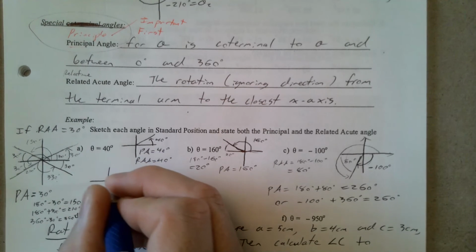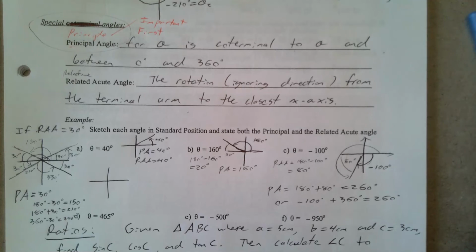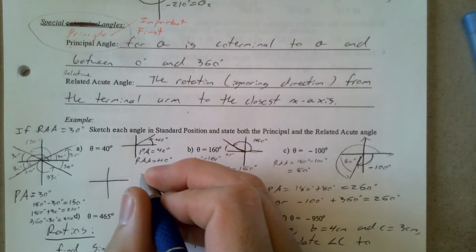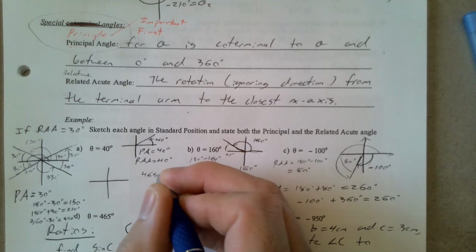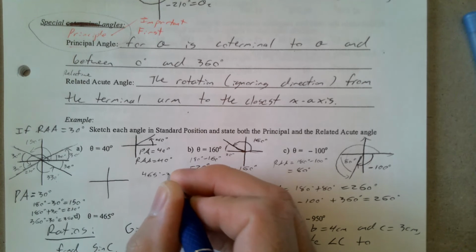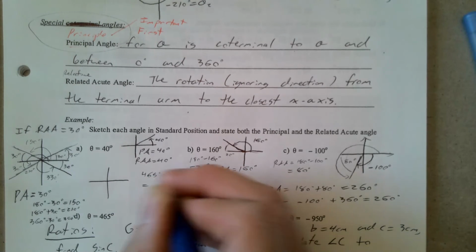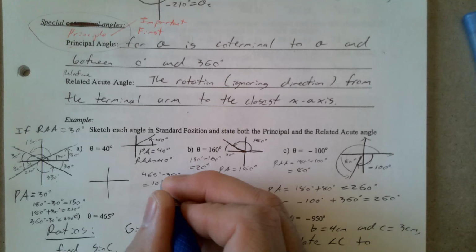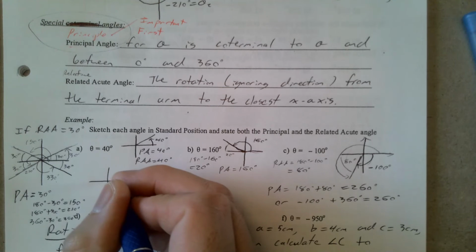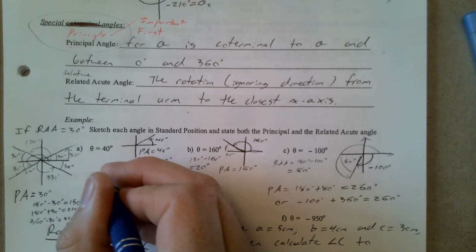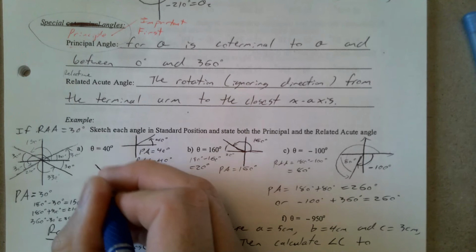I think we can squeeze these in here. 465 might be calculator time here. I'm going to do 465 degrees, before I sketch it, minus 360 degrees. That's bigger than one full rotation. That's going to be 105 degrees. So I'm going to sketch an angle of 105 degrees, and that'll be my principal angle.